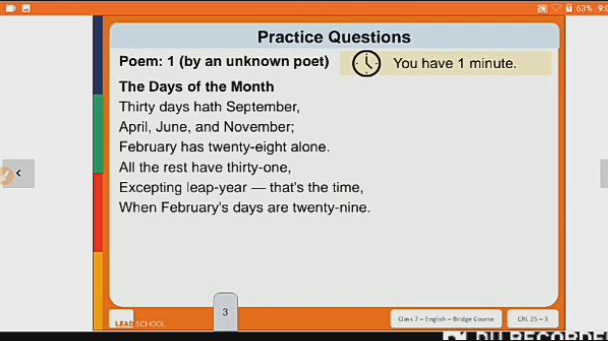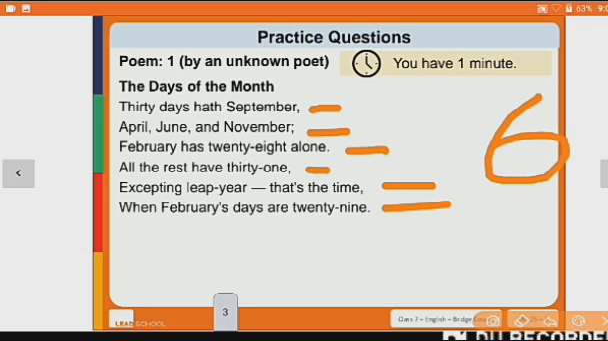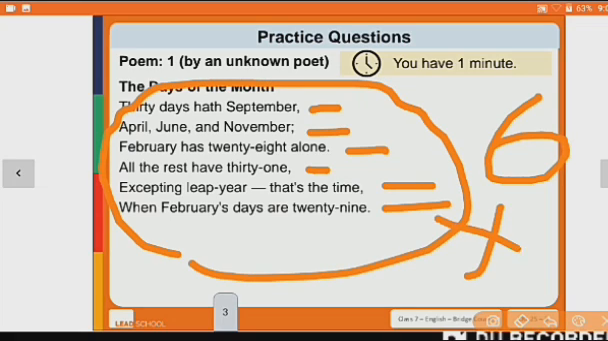So here we have the first poem by an unknown poet. The title, The Days of the Month. The title will not be counted in the lines. Okay, so let's count the lines. First, second, third, fourth, fifth and sixth. So we will count it like this. So how many lines are there? 6 lines are there. So is there any stanza? No, there is not any stanza. Okay, so in the first poem we have just 6 lines.